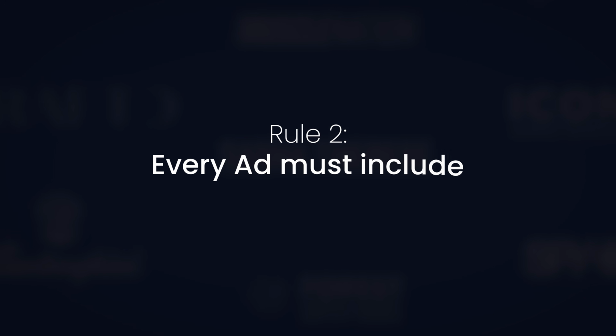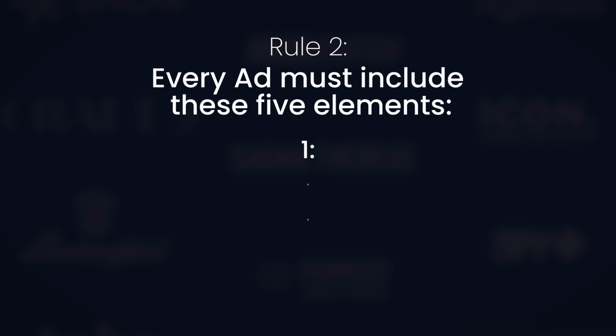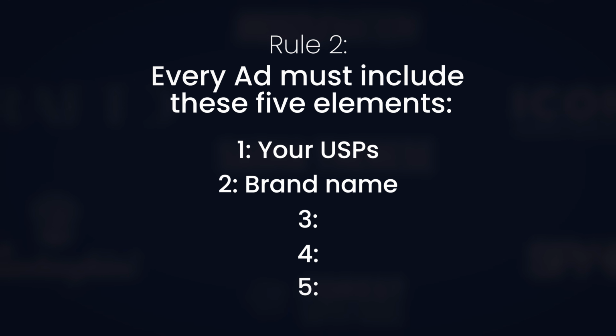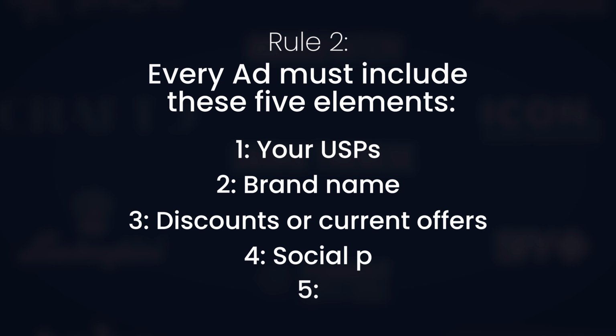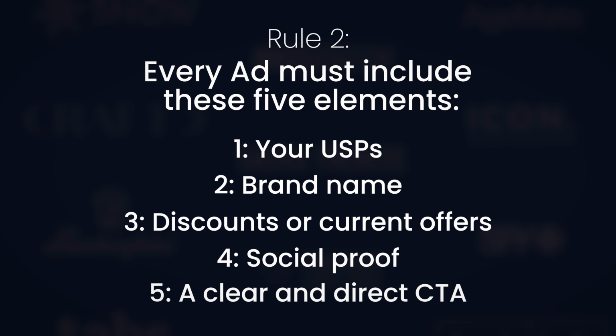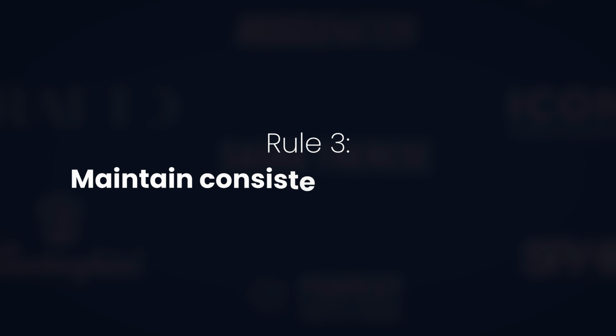period. Rule number 2, every ad must include these 5 elements: your USPs. What makes you different from your competitors? Brand name, discounts or current offers, social proof, and obviously lastly, just a clear, direct CTA. These 4 elements give you a complete value proposition in the SERP. Rule number 3 is just maintain consistency in the formatting. If you capitalize the first letter of each word in your headlines, do it everywhere. If you use a sentence case, use it everywhere. Inconsistent formatting makes your ads look really unprofessional and it hurts trust.